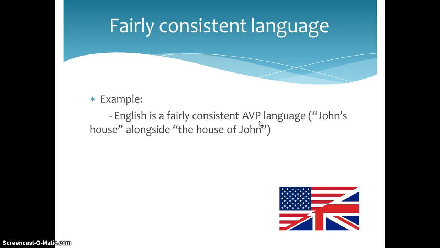In fairly consistent languages, we have English. Sometimes in English, in this structure, we cannot change anything. It's always the agent, the verb, and then the predicate. That doesn't change at all. The structure of the sentence is always the same.